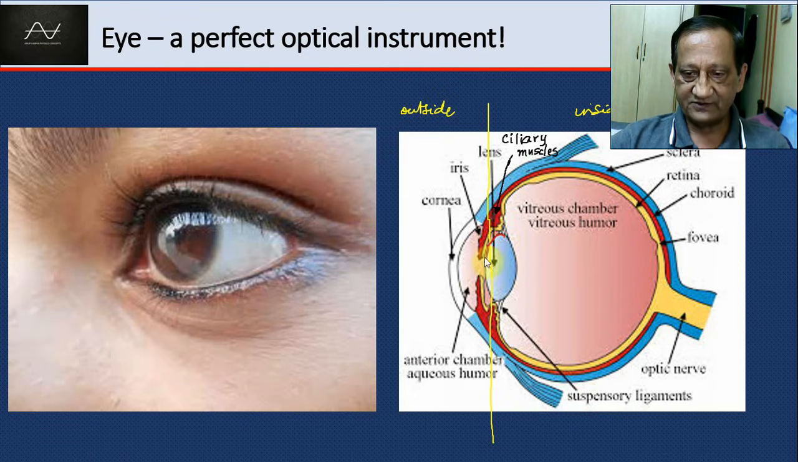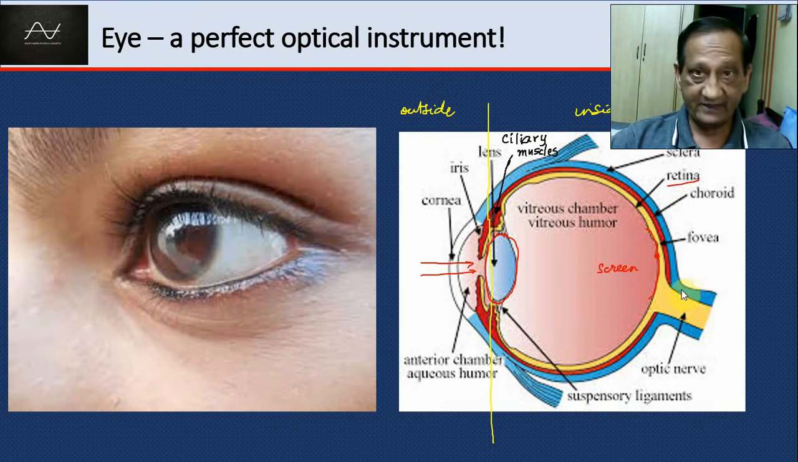You have a lens, it is a convex lens. You have a screen, that screen is the retina. You have an aperture, so light comes in, gets refracted, and the image is formed on the screen. It is a real image because it is formed on the screen, it is inverted. So if an object is like this, the actual image created is like this.